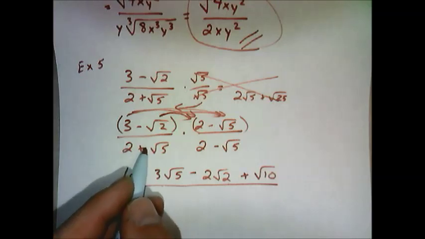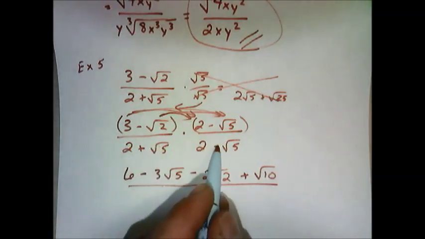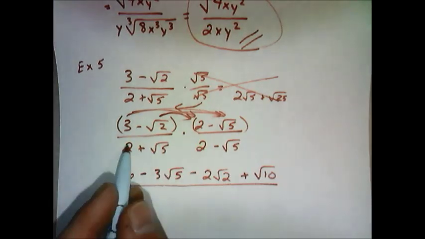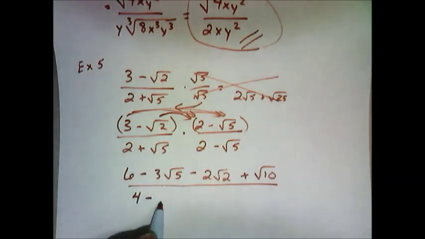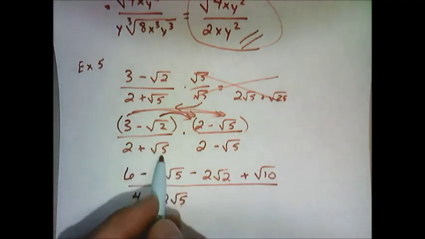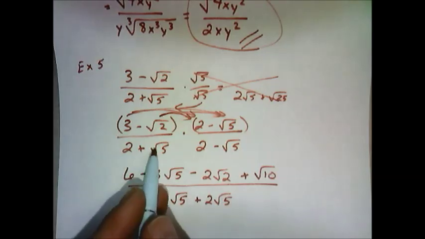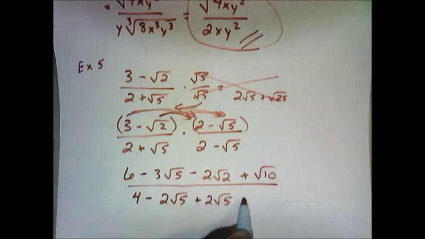On the bottom, I have 2 plus radical 5 times 2 minus radical 5. Distribute my 2. I end up with 4. 2 times negative radical 5 is negative 2 radical 5. Radical 5 times 2 gives me 2 radical 5. And radical 5 times negative radical 5 is negative radical 25.